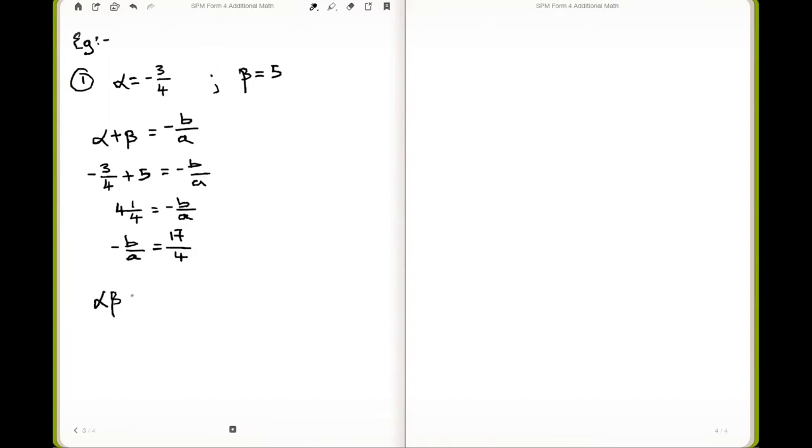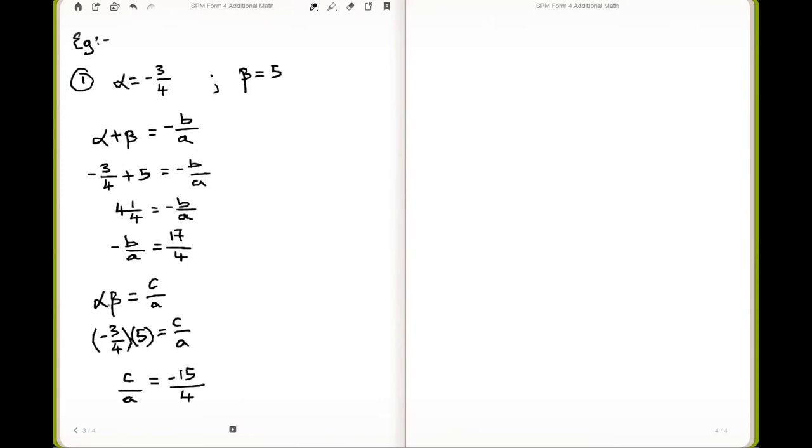Followed by the product. A product of roots is c over a. So the product of them would be negative 3 over 4 times 5, which will be c over a. Therefore, my c over a, to make it short, is negative 15 over 4.